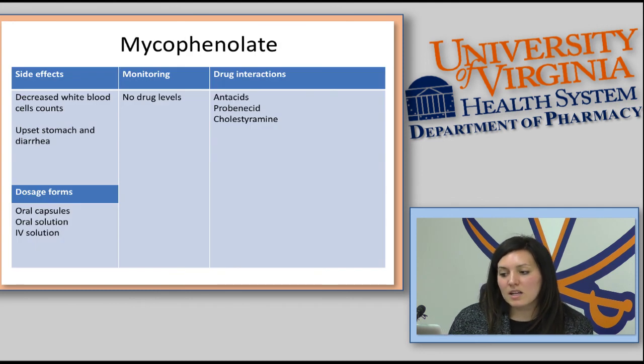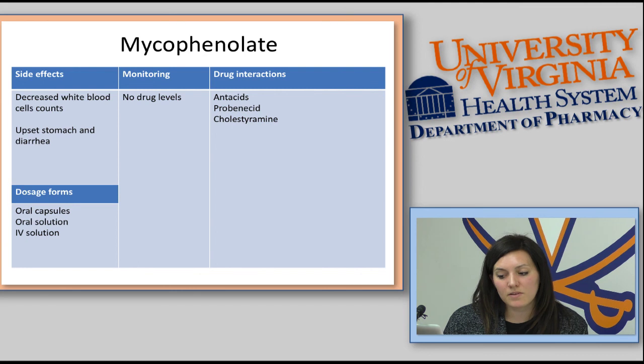The next medication is Mycophenolate, or Cellcept. The other brand name for this would be Myfortic. This medication has side effects of decreased white blood cell counts, as well as upset stomach and diarrhea. This can sometimes be dose limiting, especially the white blood cell count, and it's a reason that we would frequently have to decrease the dose.